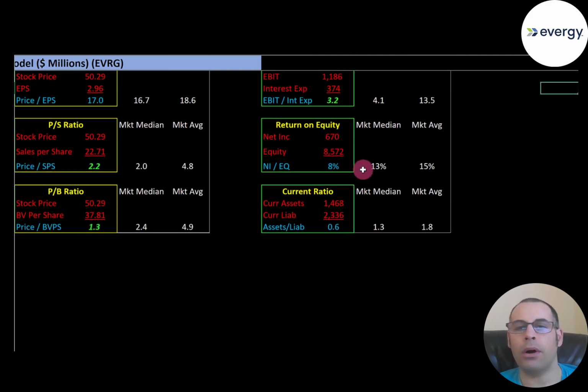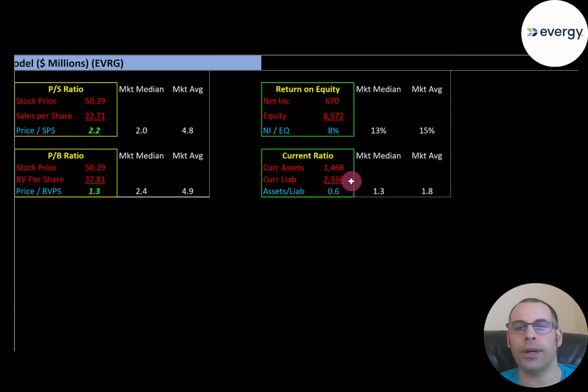They have a low ROE. The median is 13%, the average is 15%. ROE is net income over equity. I like to see above 20%, they're at 8%. So they don't provide a good value to the equity holders. Equity is total assets minus total liabilities on the balance sheet.